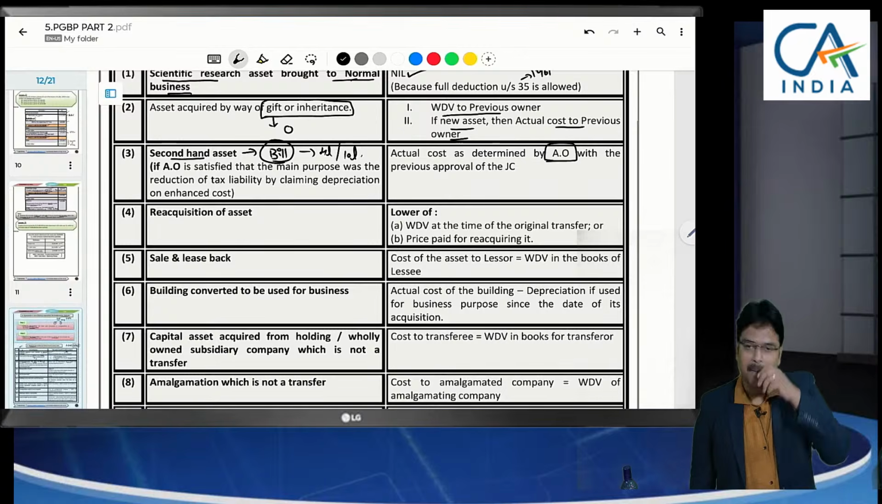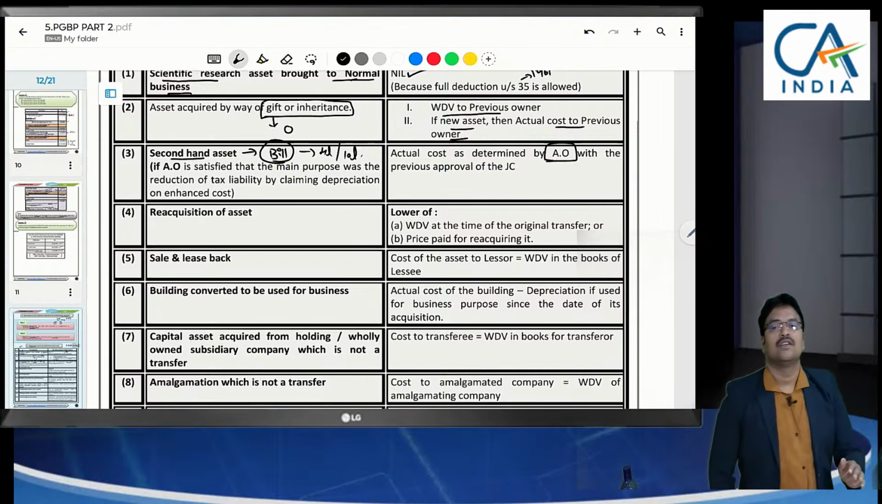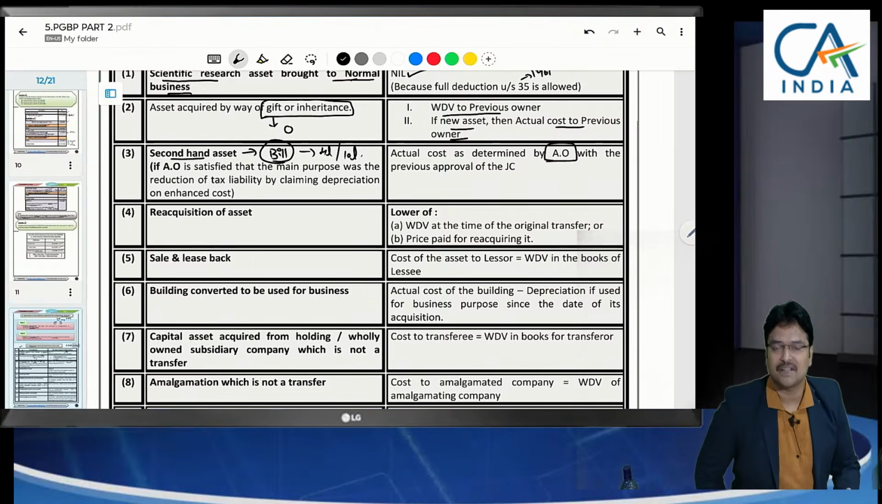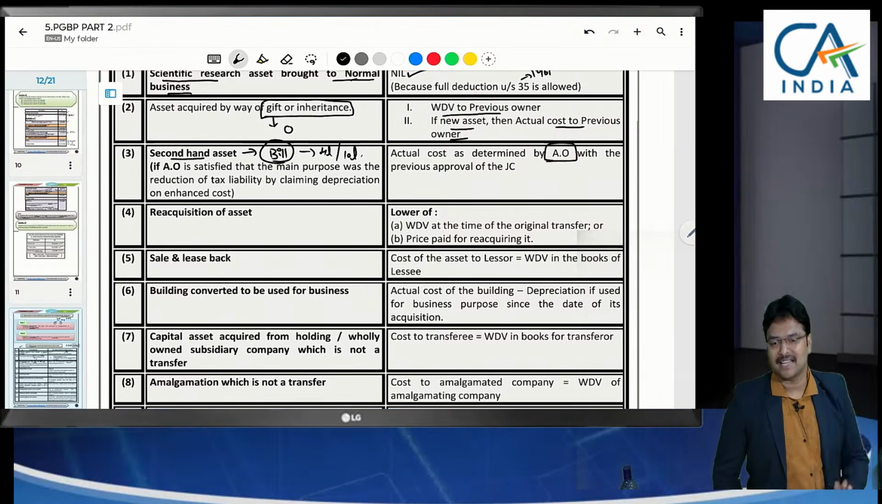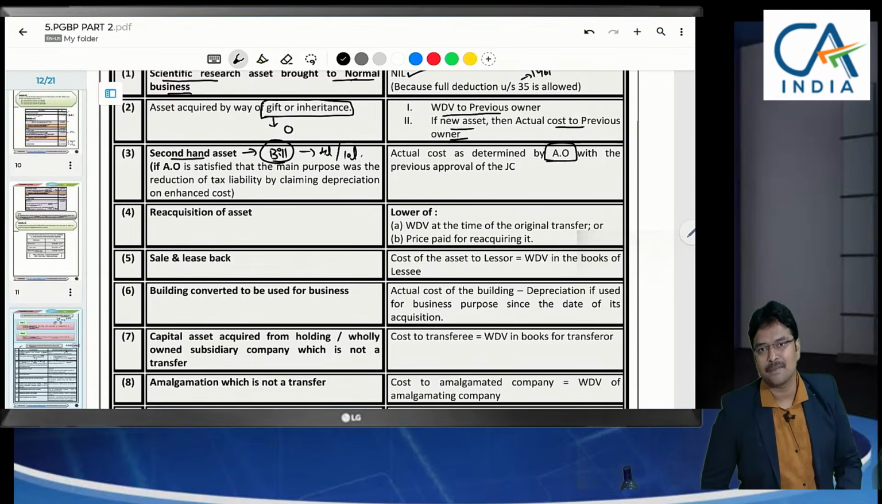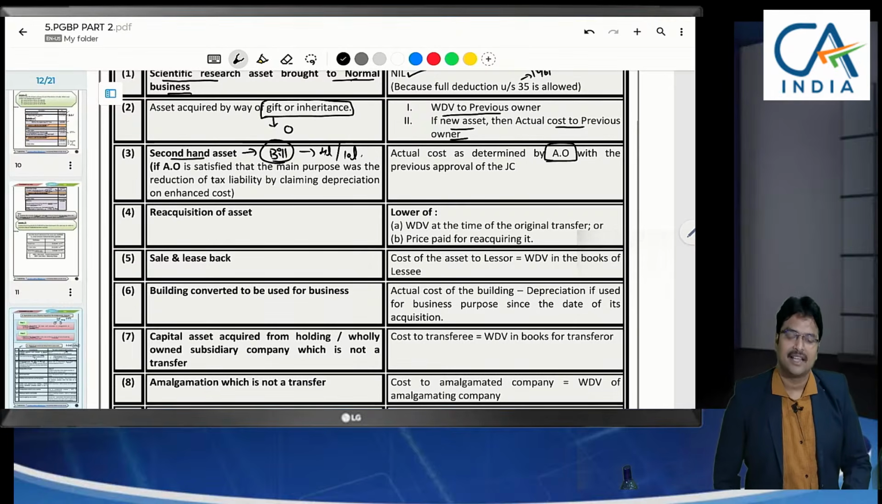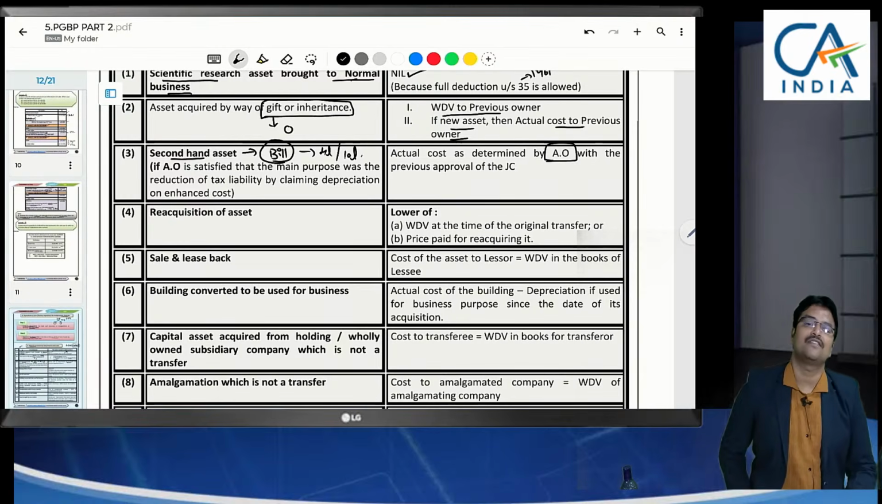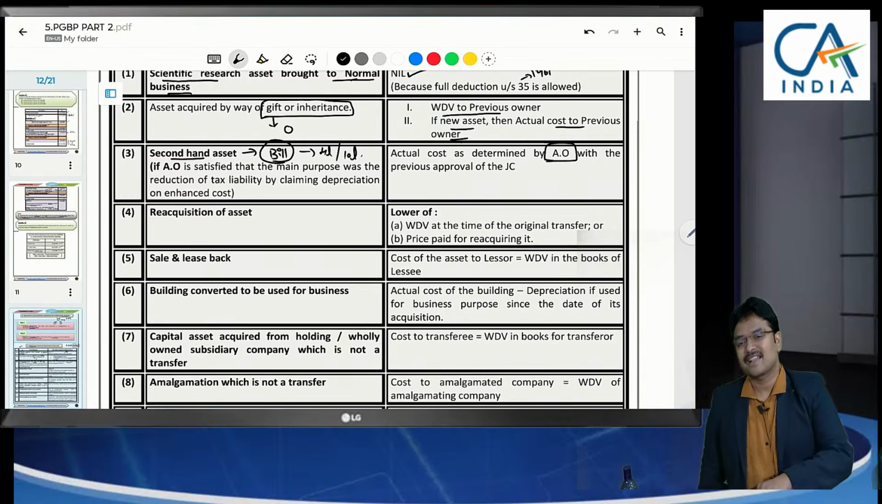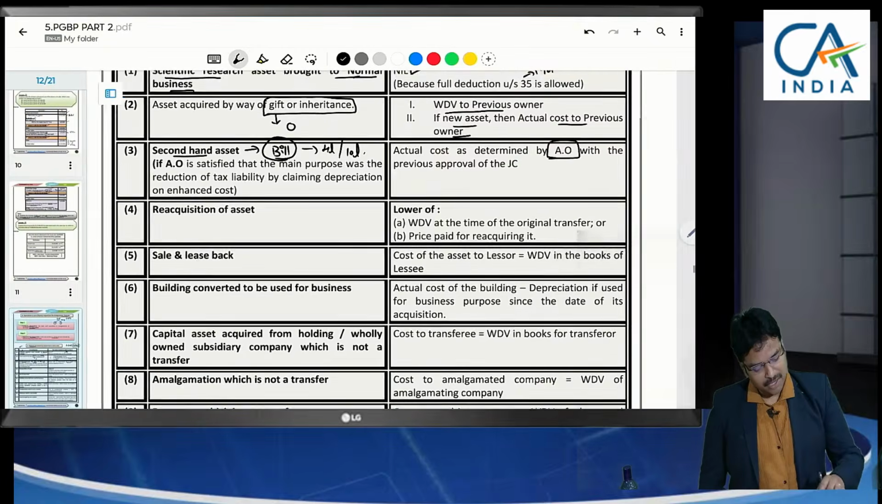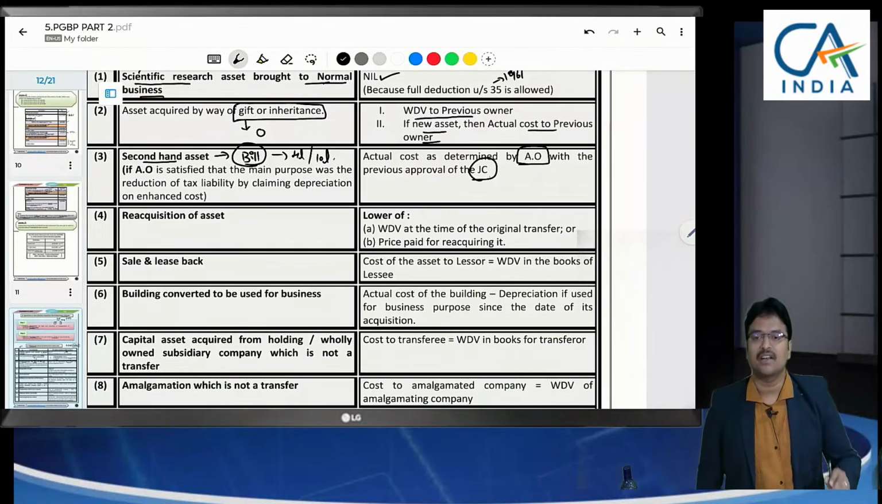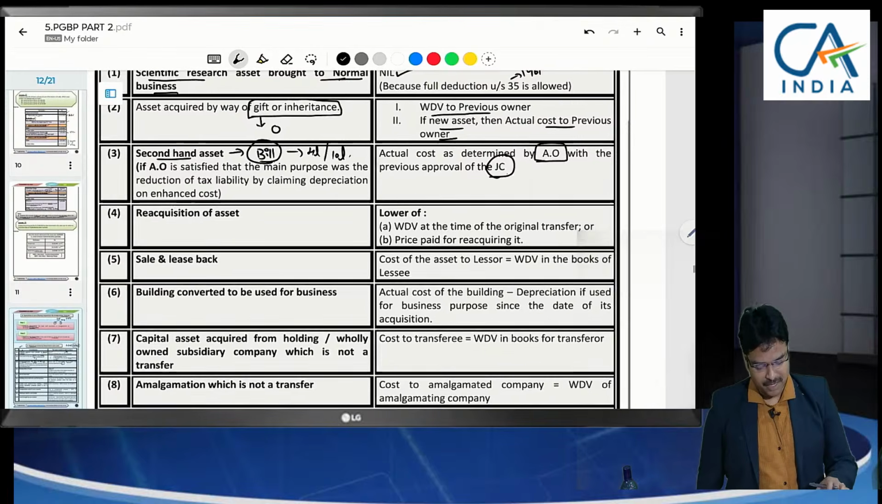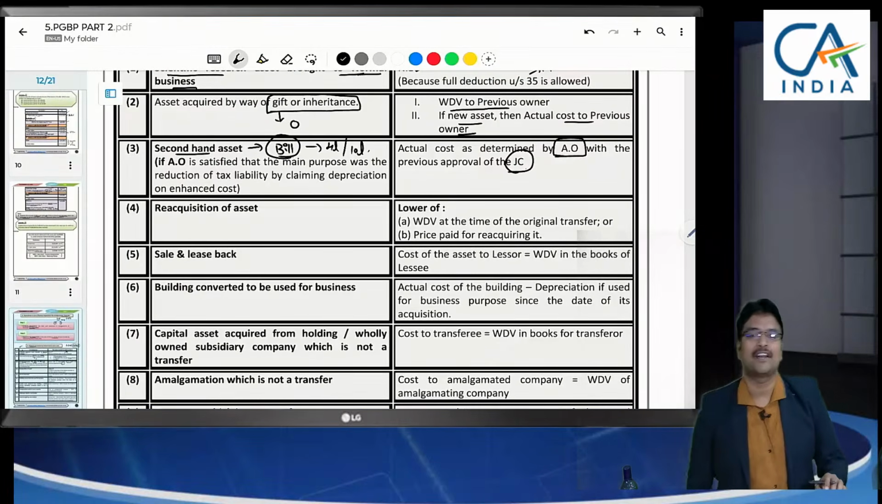Initially, at the time of filing our IT return, we will take our own value. That means, whatever price we have paid for the purchase of that second hand asset, that value only we will consider. But later, if our case is selected for scrutiny or income escaping assessment or such assessment, in such cases the value will be determined by the officer. The officer will determine the correct value. We have to accept it. He will take previous approval of the joint commissioner to determine this value. That means, based on his permission, he will determine the value.